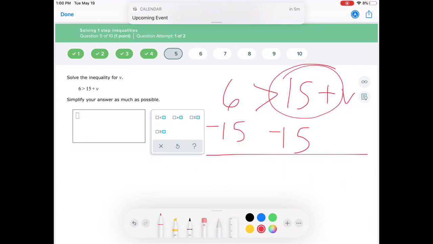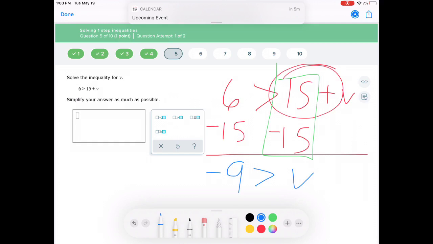All right. And the reason that undoing works, if you think about this, 15 minus 15 is 0. And then 0 plus v, that just gives us v. So that's how using inverse operations works. We just usually skip that step of adding 0 because everybody knows that 0 plus something is whatever we end up with. So we have the v on that side. And 6 minus 15, 15 is bigger than 6, so it's going to end up going into the negatives. And we end up with negative 9 here.